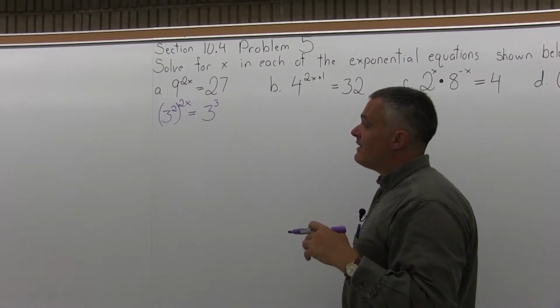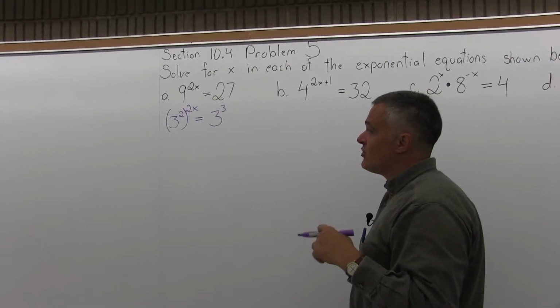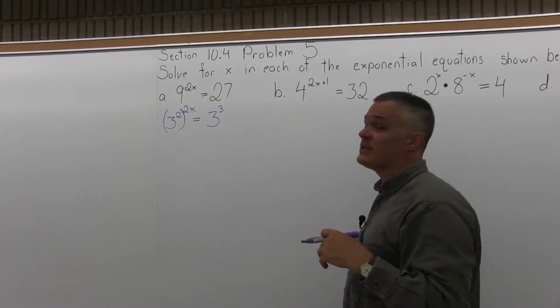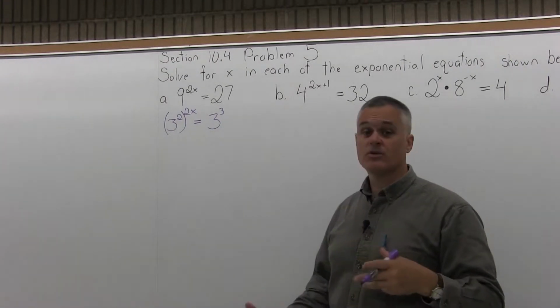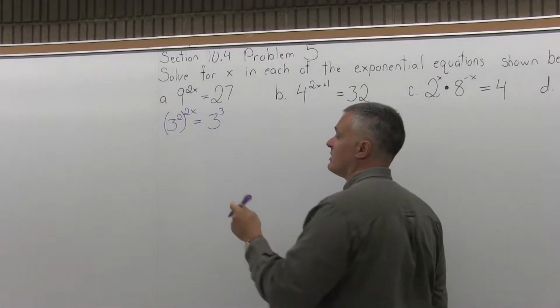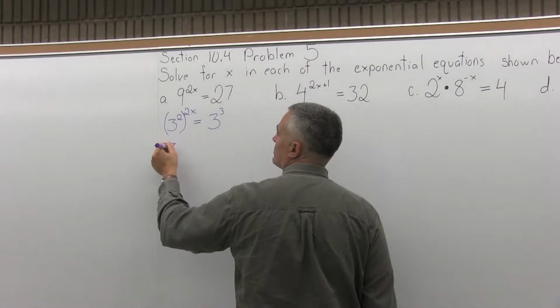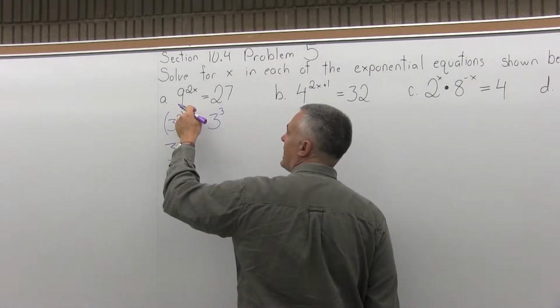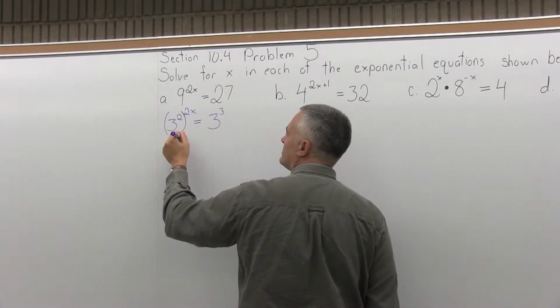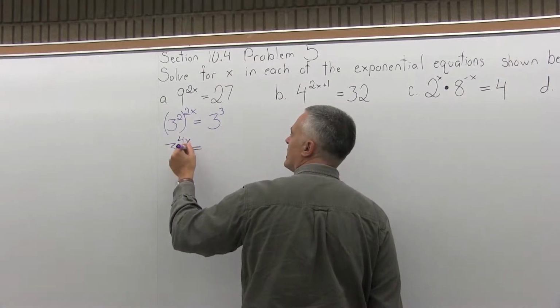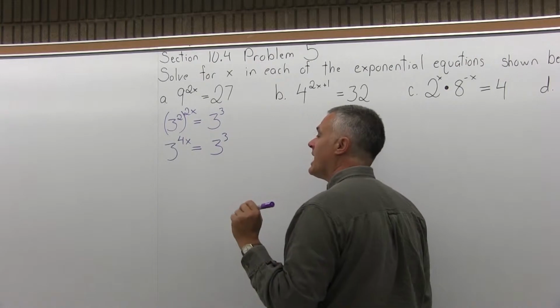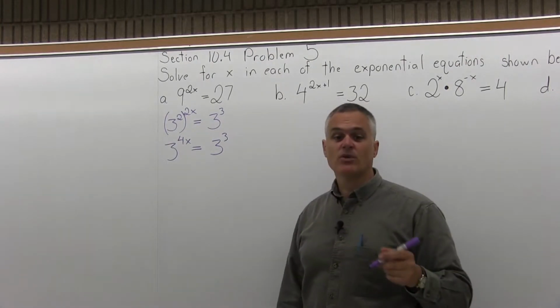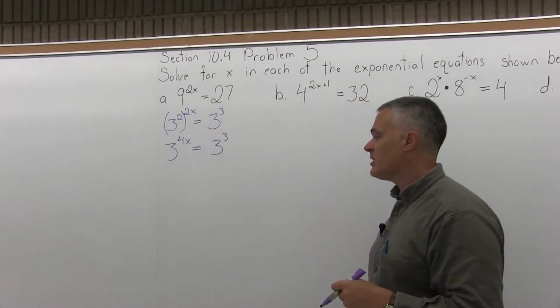And now on the left side, that 3 to the 2nd to the 2x, what you have is a power to a power. And the rules for exponents say when you have a power to a power, you multiply the exponents. So this will be 3 to the 2 times 2x power. 2 times 2x is 4x. So I have 3 to the 4x equals 3 to the 3rd. So now I have the same base on both sides. That's the first part of the process.